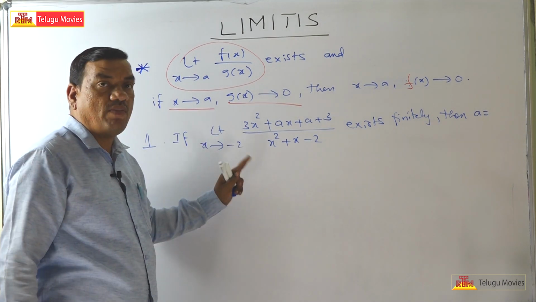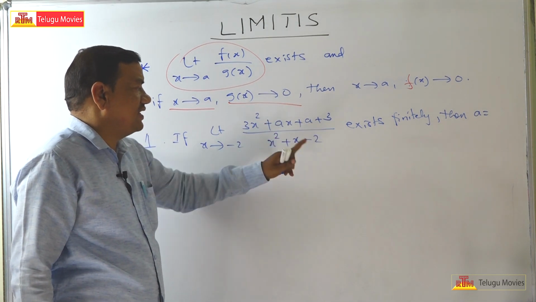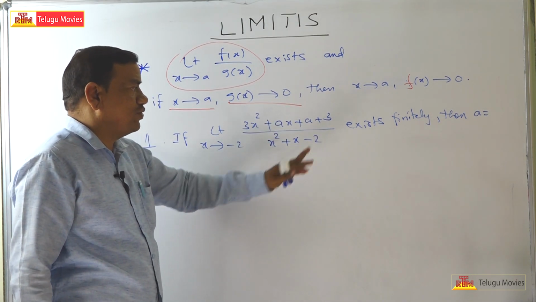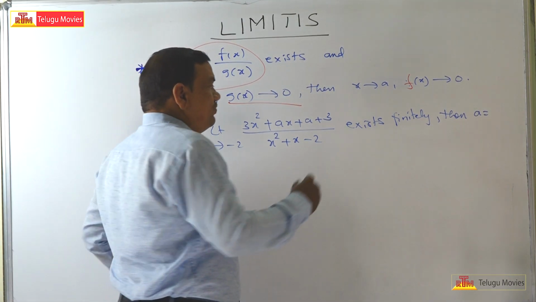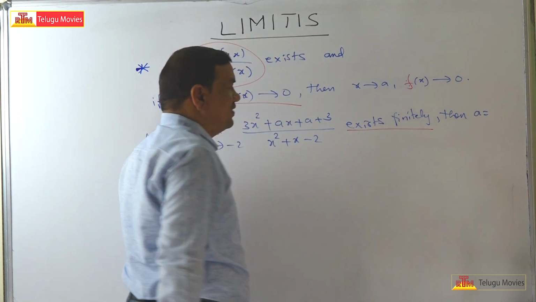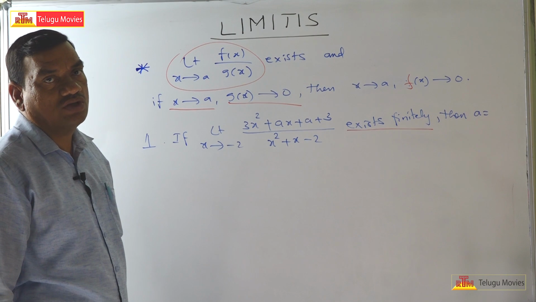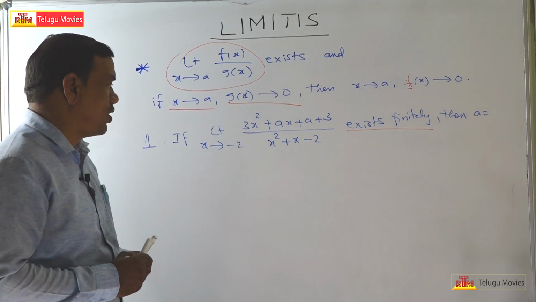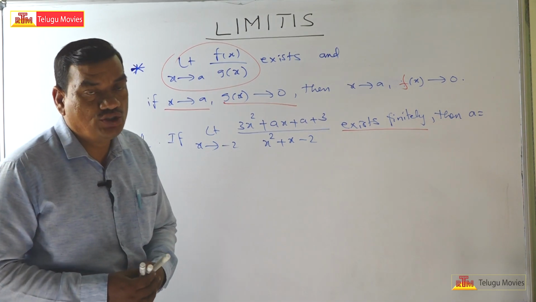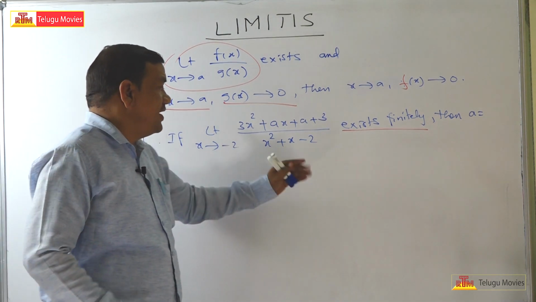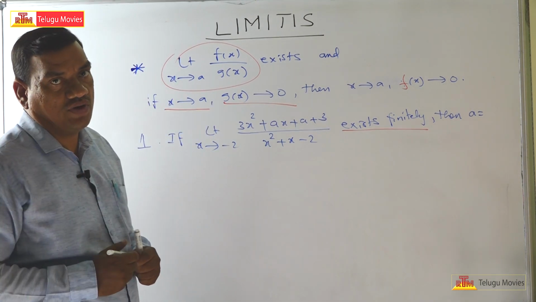The limit as x tends to minus 2 of 3x square plus ax plus a plus 3 upon x square plus x minus 2 exists finitely. That means the limit exists. Then we are asked to find the value of a. How to approach this problem? As x tends to minus 2, observe the denominator: which value does it approach?